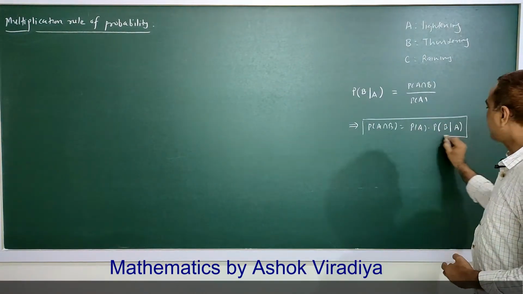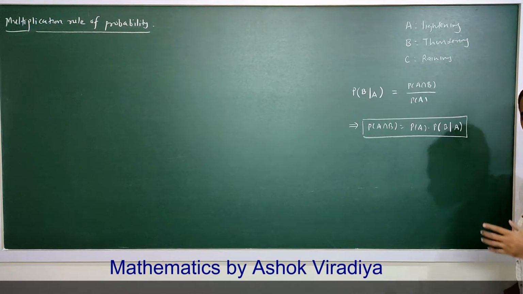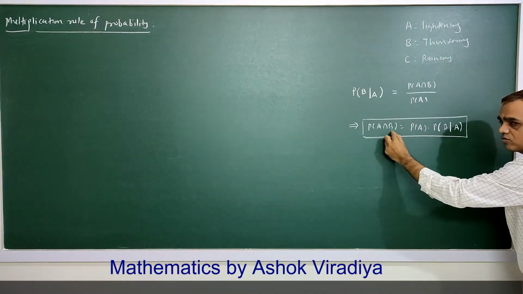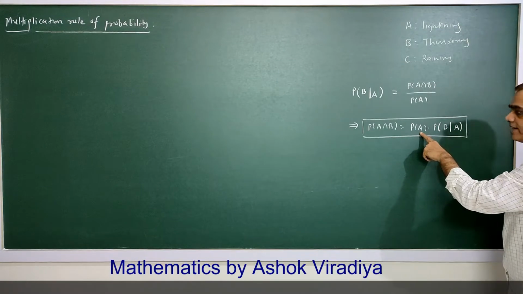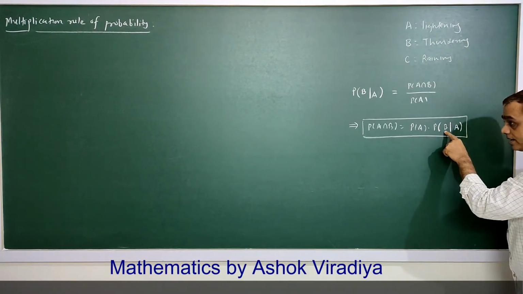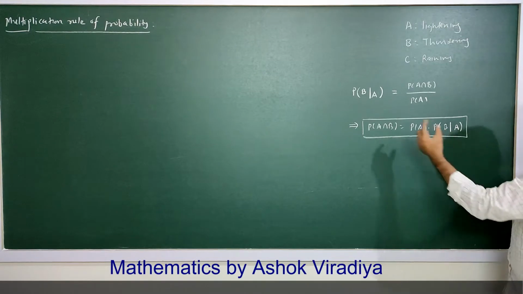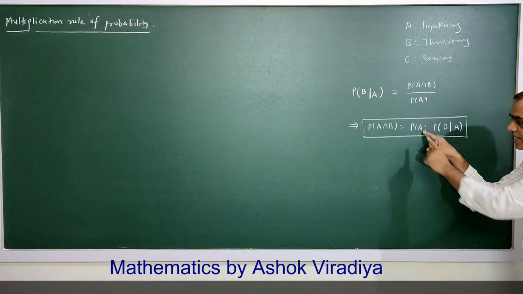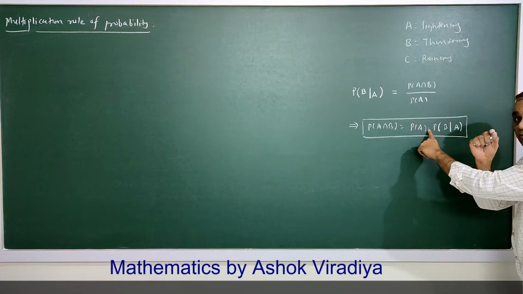So the meaning of this statement is that the probability that lightning and thundering both occur at a time, the simultaneous occurrence of these two events, lightning and thundering, is equal to the probability of lightning into the probability of thundering given that lightning occurred. So this is happening in sequence. For into I am speaking the word dot, for into I am speaking the word and.